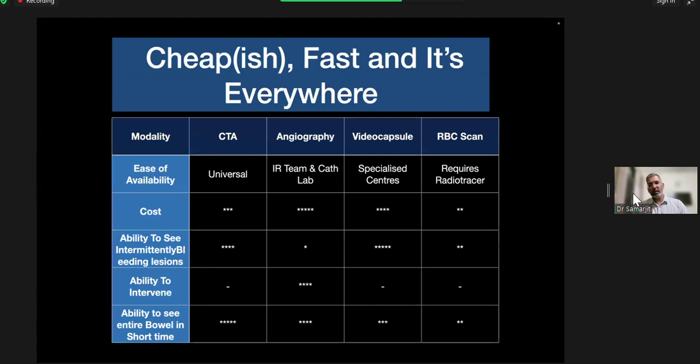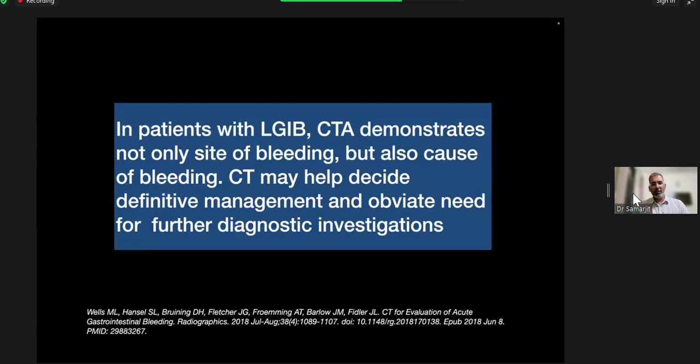It's relatively cheap compared to whether you want to do a video capsule or even an IR angiography. And again, it is not our practice to go ahead and do an intervention or diagnostic angiography if the CT is negative, and I'll show you the data on that also. So you can see the entire bowel, and you can see lesions which may not be bleeding on CT as well. In patients with lower GI bleed, CTA demonstrates not only the site of bleeding, but it can also show you the cause of bleeding.